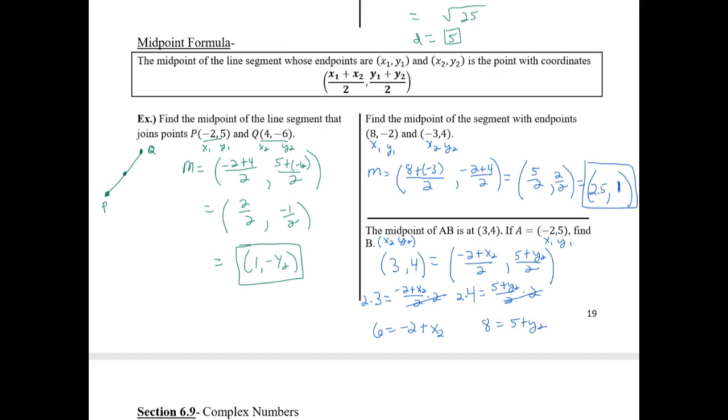One last thing to get those alone, I'm going to add 2 to both sides here. So that means that x2 is 8. And I'm going to subtract 5. And that says that y2 is a positive 3. So my final answer is that coordinate. I want to know B, the coordinate of B. And B will be x was 8, y was 3. So make sure you're putting it together back into a coordinate.